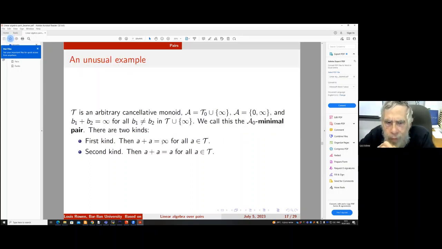Now, here's another example. You can say that the sum of any two unequal elements is infinity, and then say that a plus a is infinity, or the other possibility is a plus a equals a. So this gives you two pairs which are difficult to categorize, to explain in other systems.